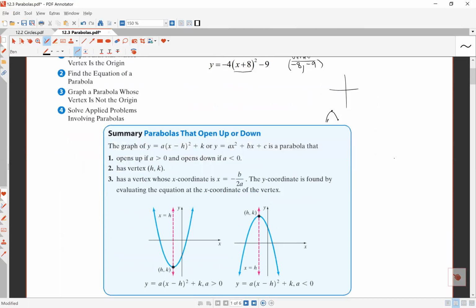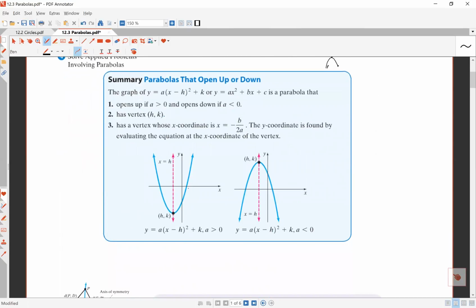So the summary: we know it opens up if a is greater than 0, down if a is less than 0. The vertex h comma k, we know we can use the formula negative b over 2a to find it, and plug it back in to find the y coordinate. So that's just a real quick review of parabolas.